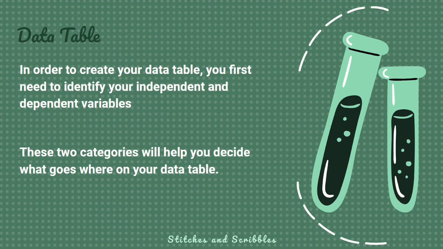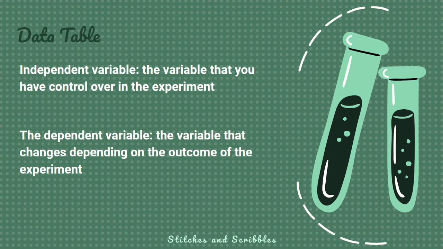Your data table is where we can really go through some examples together. In order to create your data table, you first need to identify your independent and dependent variables. These two categories will help you decide what goes where on your data table. These definitions are also both in your notes packet.